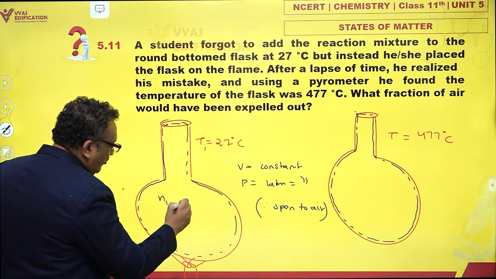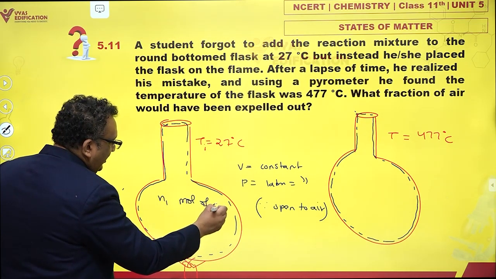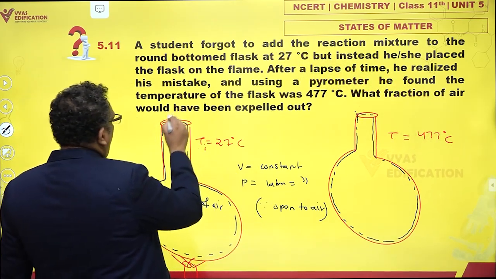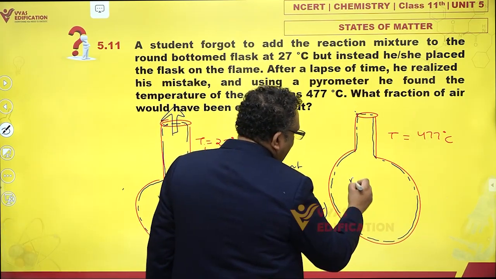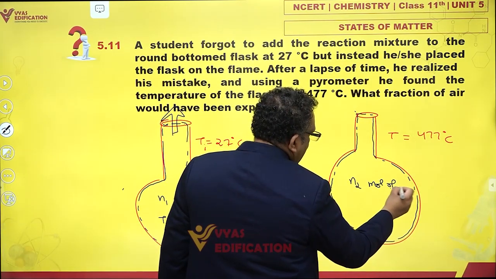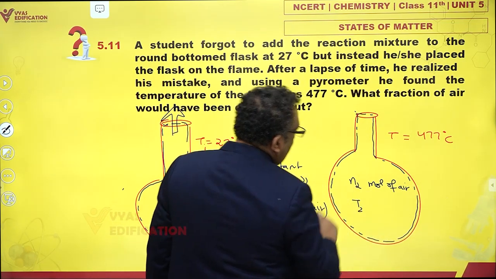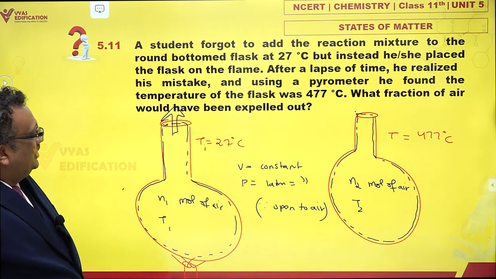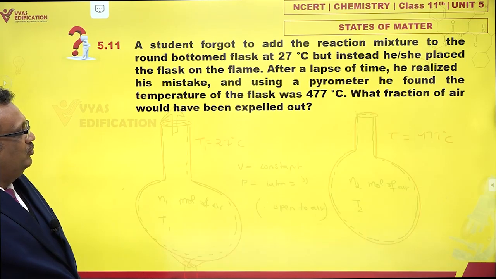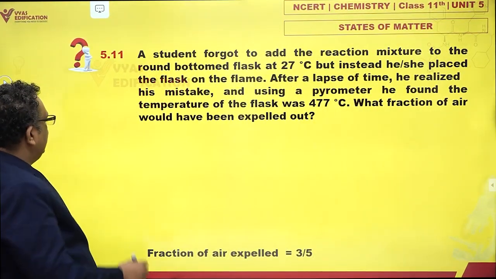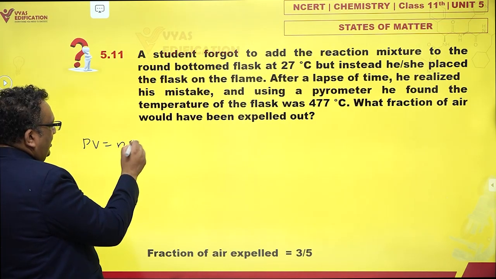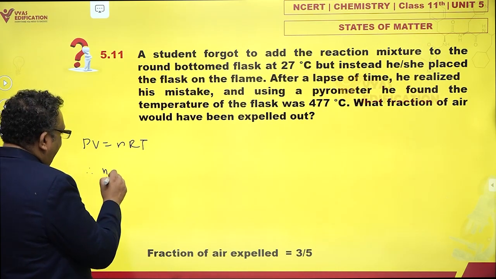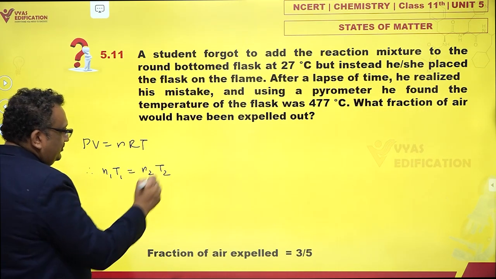Initially, I had some N1 moles of air and temperature was T1. Now, a certain number of moles have ejected. So now I have N2 moles of air and temperature is T2. Right? Fine. Can I find a relation between N1, T1, N2, T2? I can. Why? See, PV equals nRT. Now pressure is the same, volume is the same. So I can say N1 T1 is equal to N2 T2.